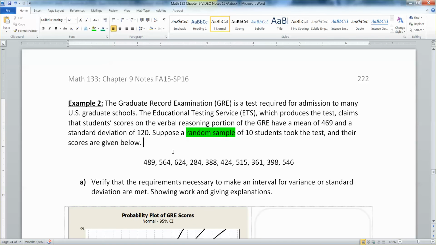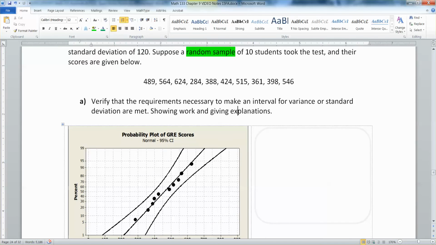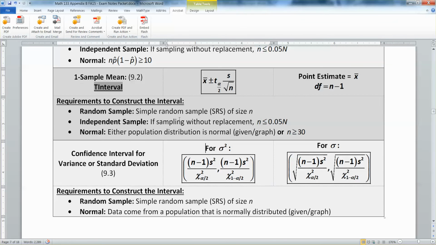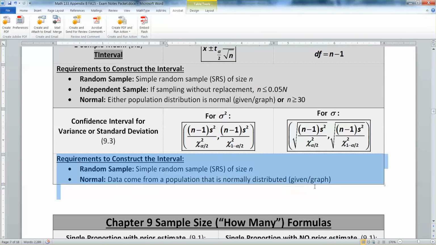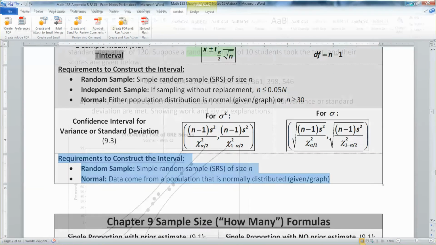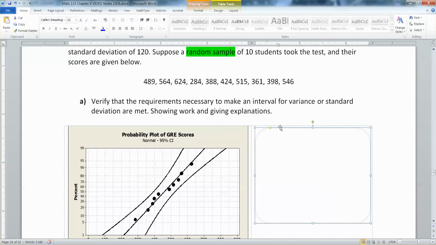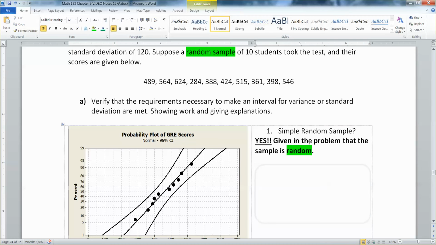Now, our first job is to verify the requirements necessary to make an interval for variance or standard deviation are met. And this is kind of easy because there's only 2 of them. I'll go back to the formula sheet that you'll have on hand at all times from this point on and see that the requirements are these 2 things. So I have to know that it's a random sample and that it's normal. Well, I highlighted the random sample part for a reason, right? That gives us that the data are random. Done, right? It's given in the problem.